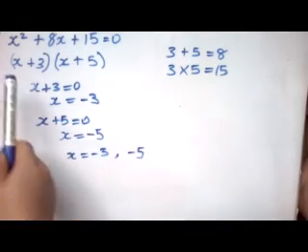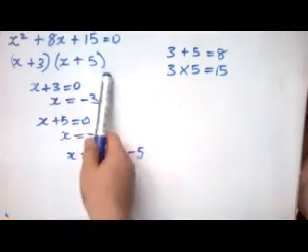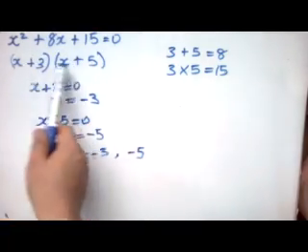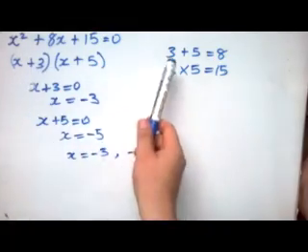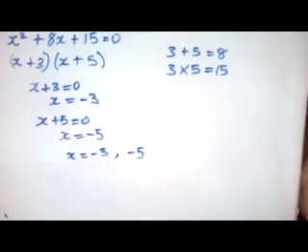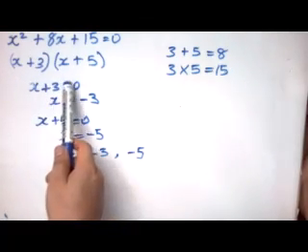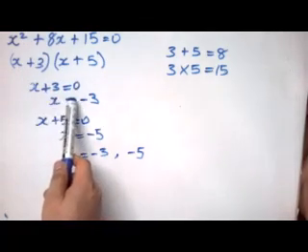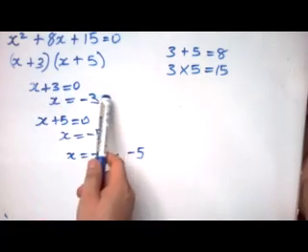So what we need to do is to create two brackets. Place x in each of the brackets. Put the first number in the first bracket, plus 3, and the second number, plus 5. x plus 3, x plus 5. We now take the two brackets individually. x plus 3 equal to 0. x will equal minus 3, because plus 3 will cross over the equality sign to become minus 3.